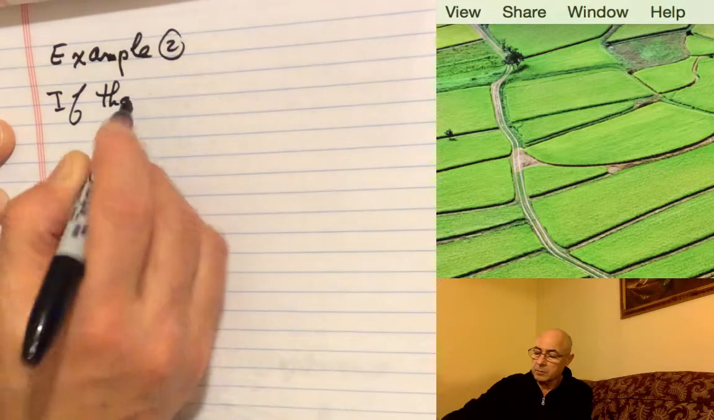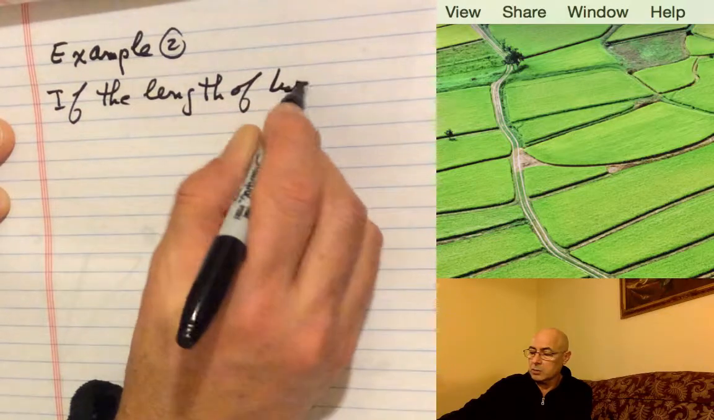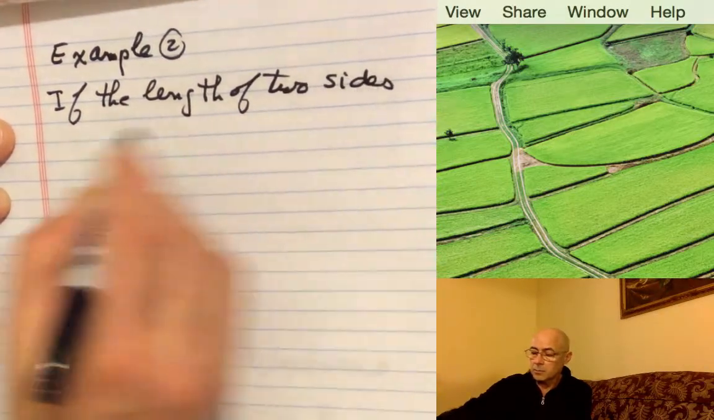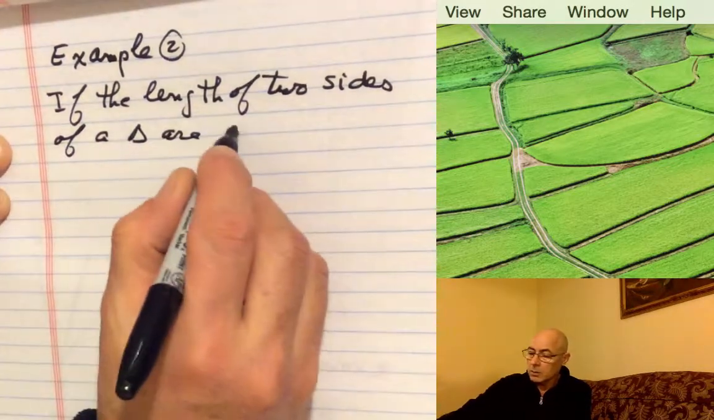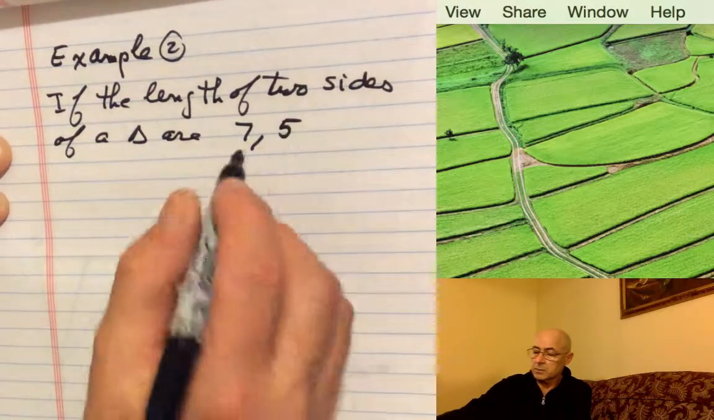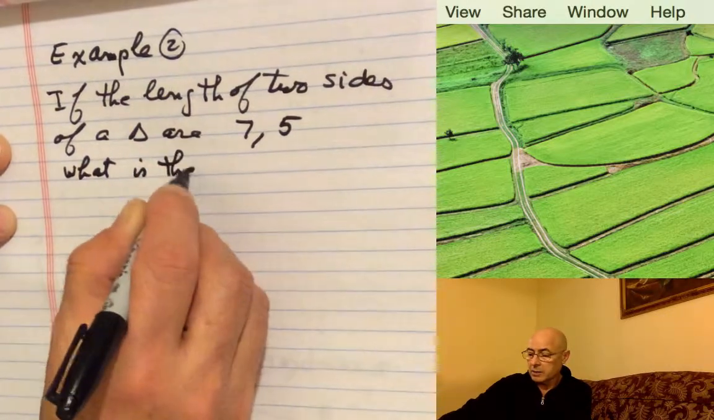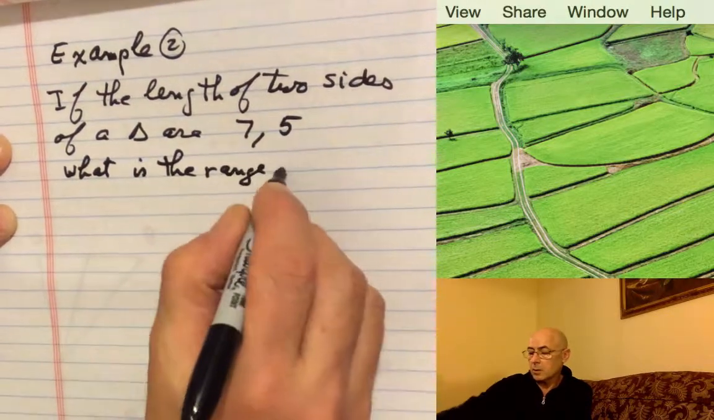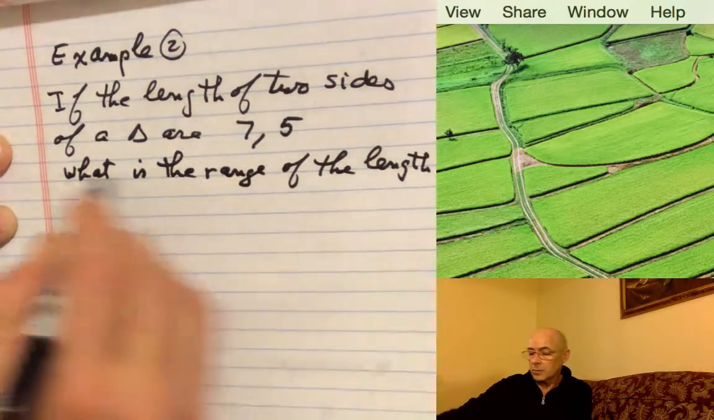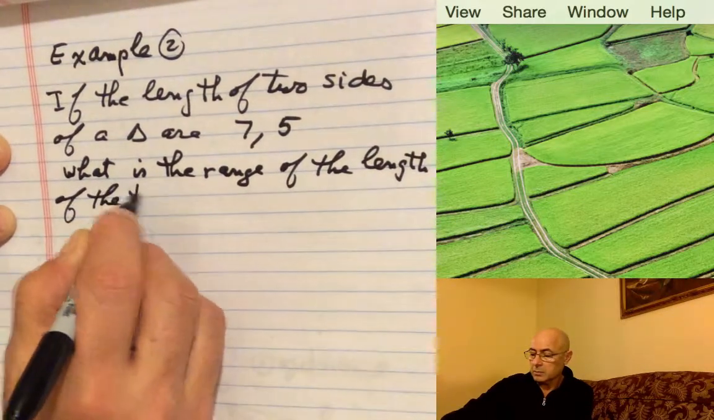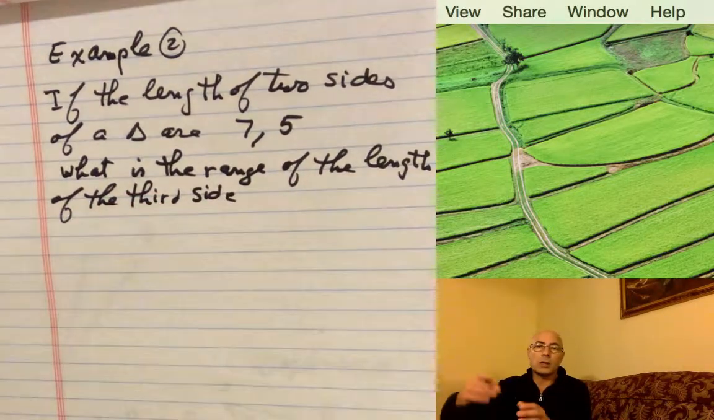If the lengths of two sides of a triangle are one of them 7, one of them 5, what is the range of the length of the third side? Like the third side could be from what length to what length.